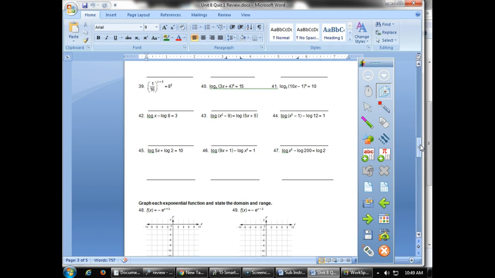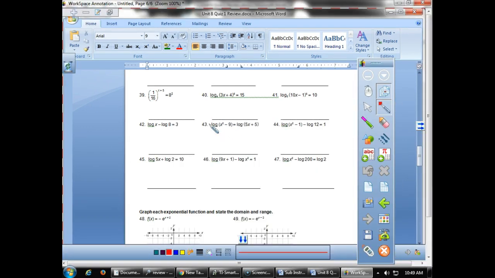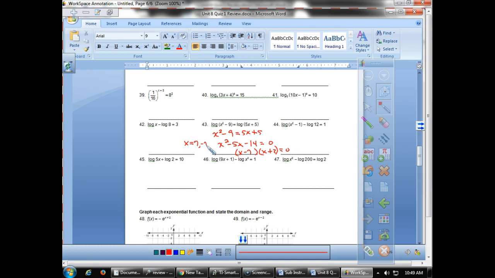Number 43. Drop the log. There are logs on both sides, and it's already down to a log equal to a log. So I just say x squared minus 9 equals 5x plus 5. So this is going to be a quadratic where I want to move everything over. So subtract the 5x, subtract the 5, and I get 0. Now, will this factor? Factors of negative 14 that add to negative 5: 7 and 2, and the 7's negative. So my solution algebraically is 7 and negative 2.